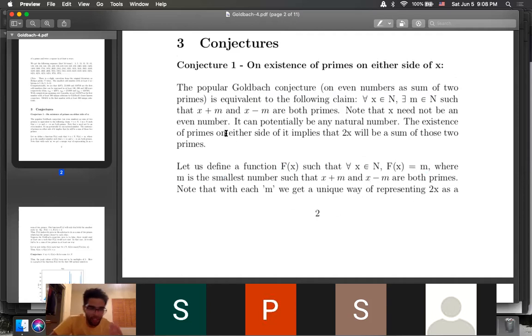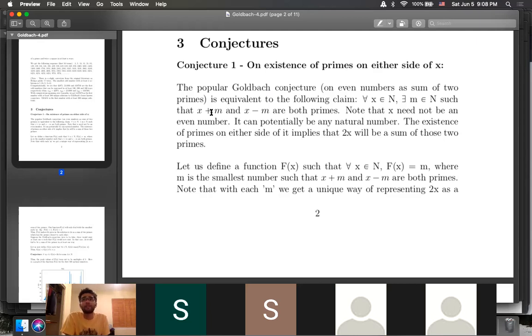So basically, once you get your x and the m, what you define here is a function. For each of those natural numbers, you give the function value to be that m which you should add or subtract to get both primes. And you pick the smallest such m.